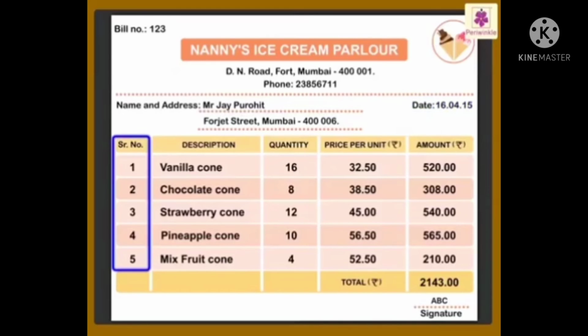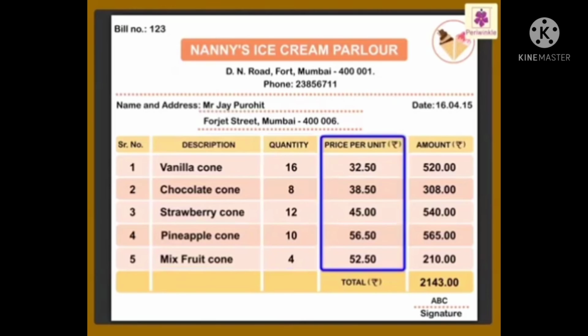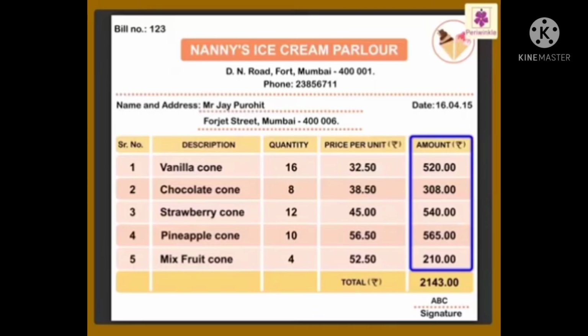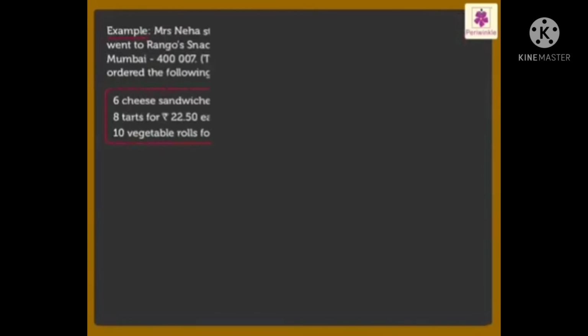serial numbers of the items, name and quantity of items sold, price per unit of the items sold, total cost of each item according to the quantity, that is, cost of each item into its quantity, total cost of all the items purchased, signature of the designated authority from the shop. Now, let us learn how to prepare a bill from the given information.